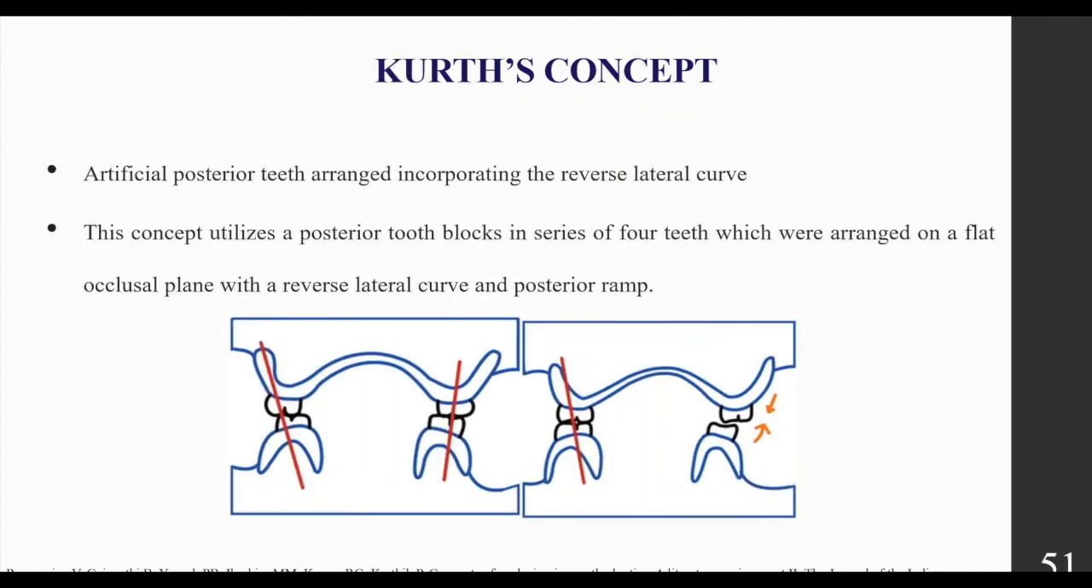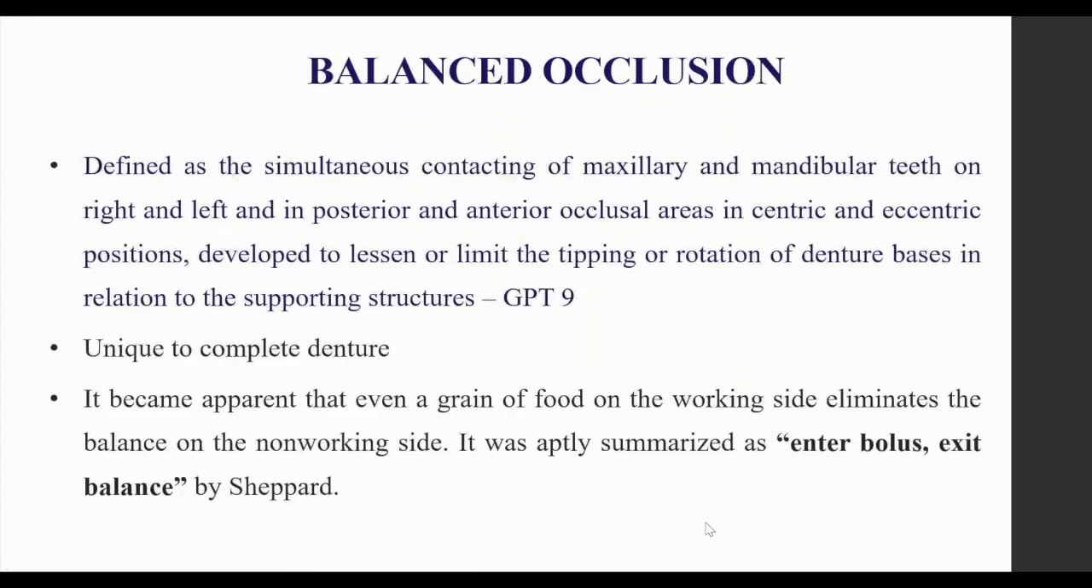Coming to Kurth's concept, he said the artificial posterior teeth are arranged incorporating the reverse lateral curve. So here in centric occlusion, the contact forces are directed towards the lingual side of the lower ridge, and in the right lateral position, the occlusal contacts are directed towards the ridge.